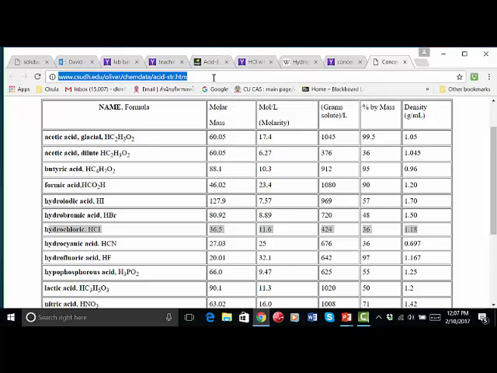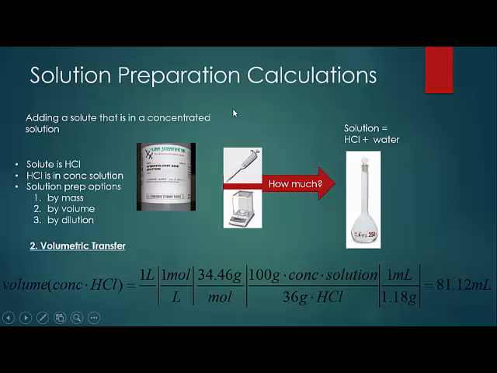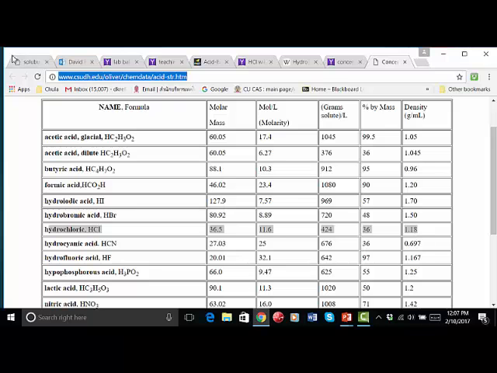Hopefully it's relatively correct. We could check that out if we really decide to use it or promote that website. So anyway, by multiplying all those factors, including the density, finally, calculate the volume that's needed, 81.12. So let's go back to the website.